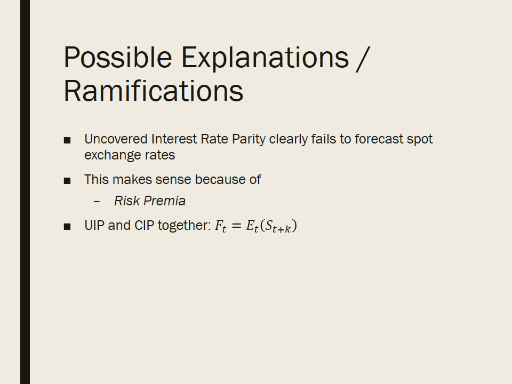When both the UIP and CIP hold, putting the two together gives an equation that says forward contract prices equal expected future spot exchange rates. Research provides both support and counterarguments for this equation, as evidence is mixed.